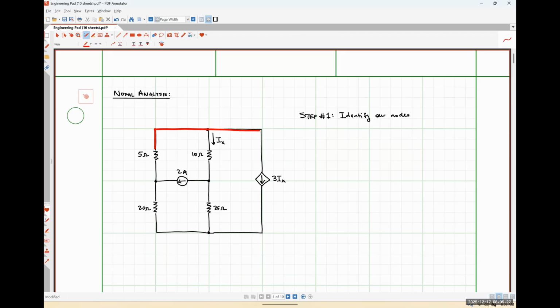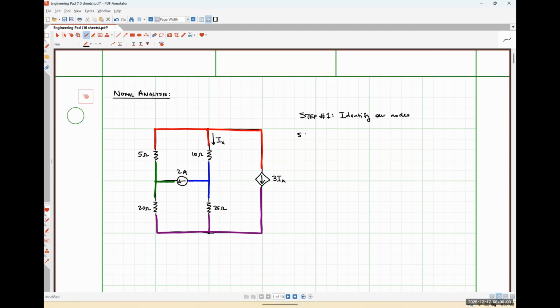Okay. So we've got one node here on the top, a node here on the left-hand side, a node here in the middle, and lastly, we're going to have a node here on bottom. So step one has been completed. Okay, so that one's fairly easy.